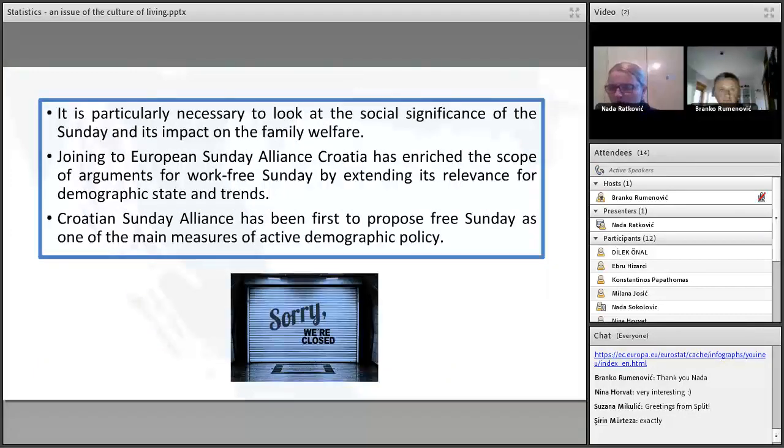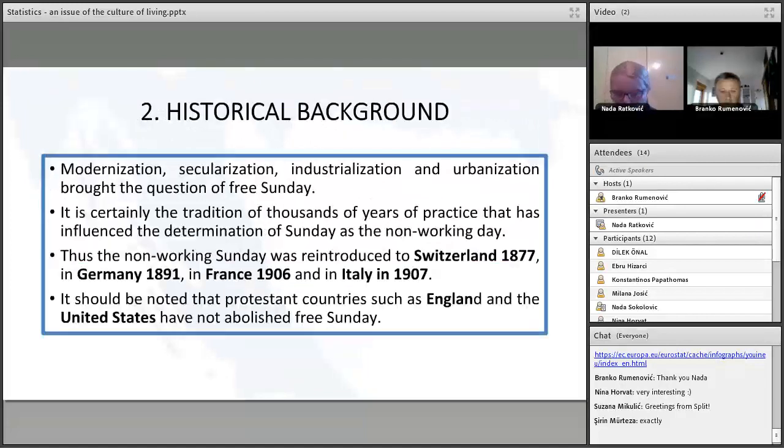Croatia did good and big work when she became a member of the Sunday Alliance. Franjo Vuleta, in my town Split, founded the Sunday Alliance Croatia, and it is the first to propose Free Sunday as one of the main measures of active demography policy.